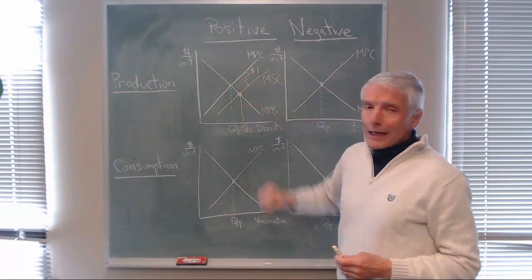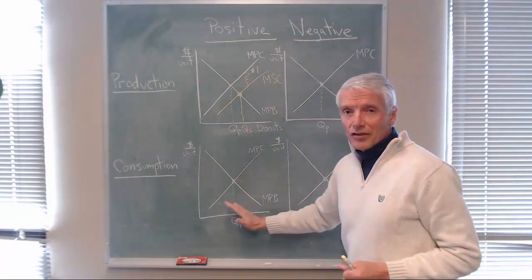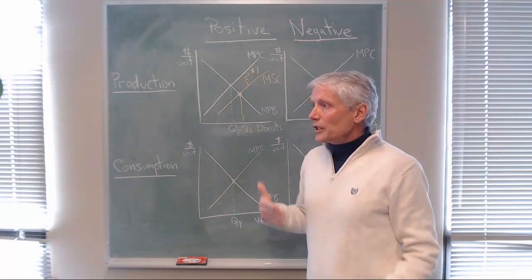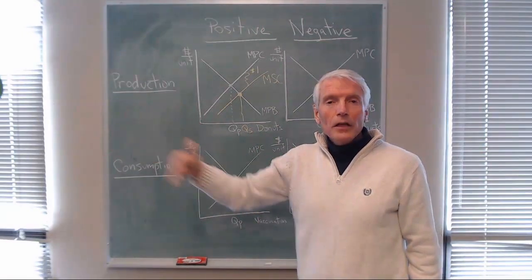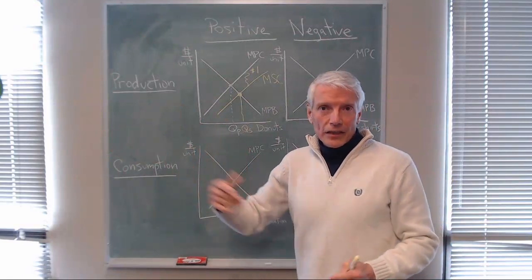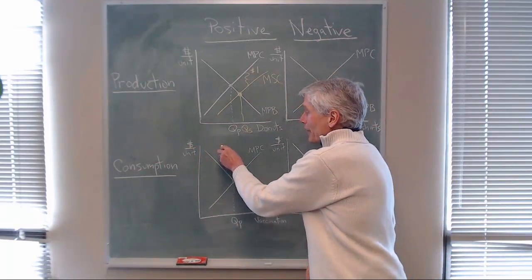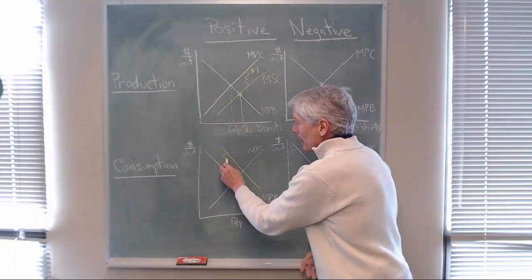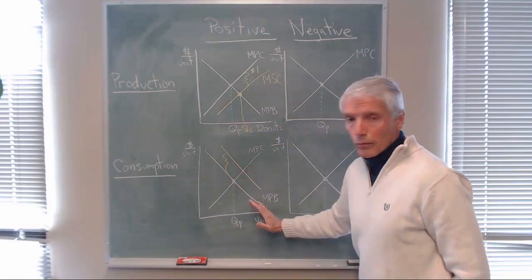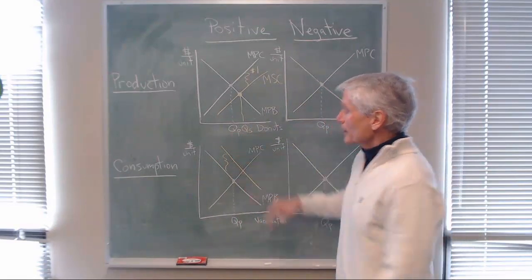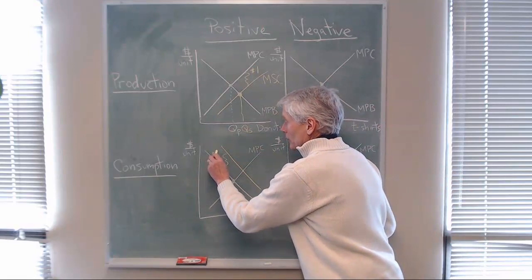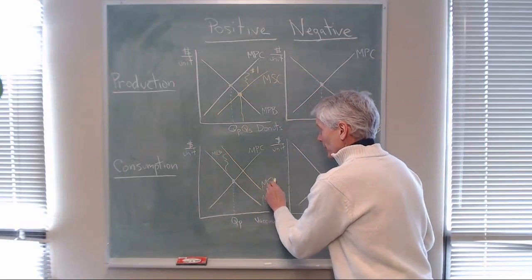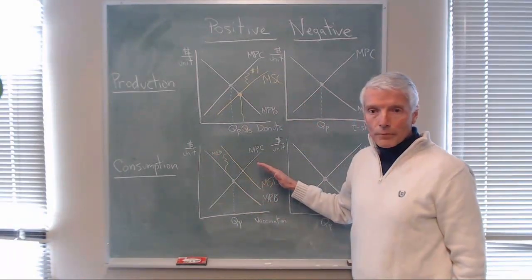If we have a positive externality, but it's a consumption externality, like when you get a vaccination, that vaccination is going to provide benefits to other people because they're not going to get the disease from you. If it's a positive consumption externality, we want to add to the height of the marginal private benefit curve the size of that marginal external benefit. And that gives us a marginal social benefit curve up here.